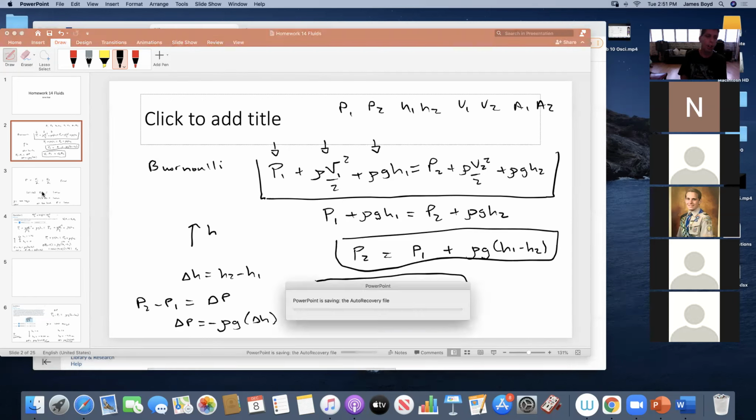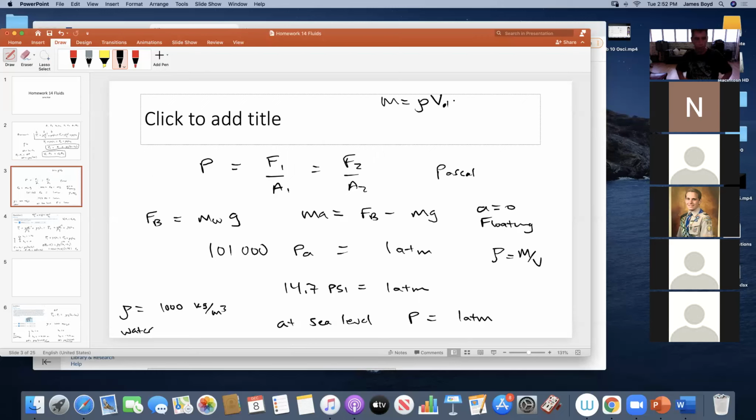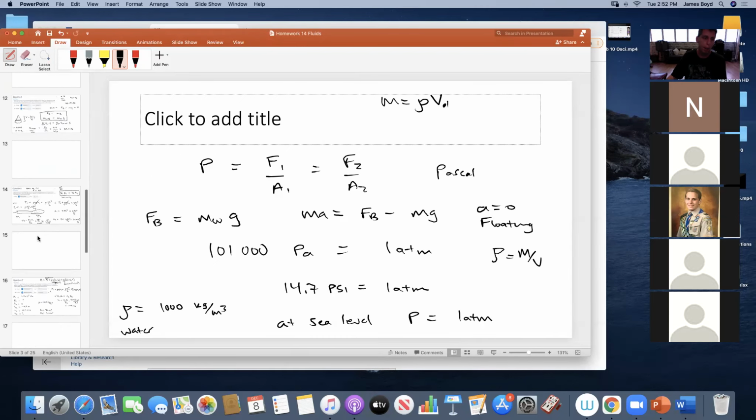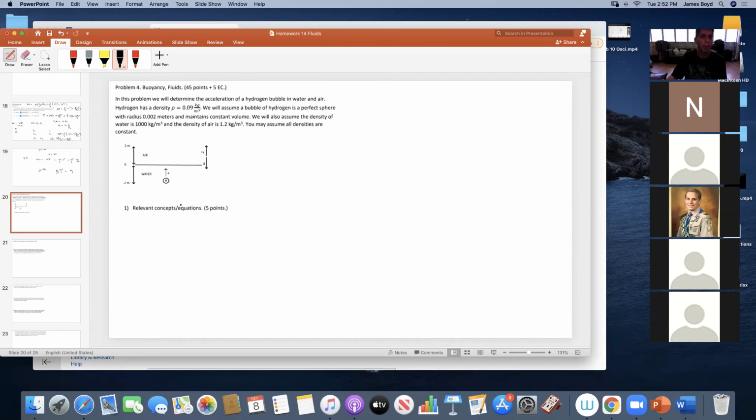The other two things were Pascal's principle, and that the force of buoyancy is the mass of water displaced times G, and MA is F of buoyancy minus MG for an object. A is equal to zero if floating, and density is mass over volume. So you can turn these into M is density times volume if you want. And that's it. That's everything there is really for fluids. And if you can do these eight problems, you're going to be fine. In fact, you probably don't need to really worry about Pascal's, the incompressible volume, enclosed volume, all that good stuff.